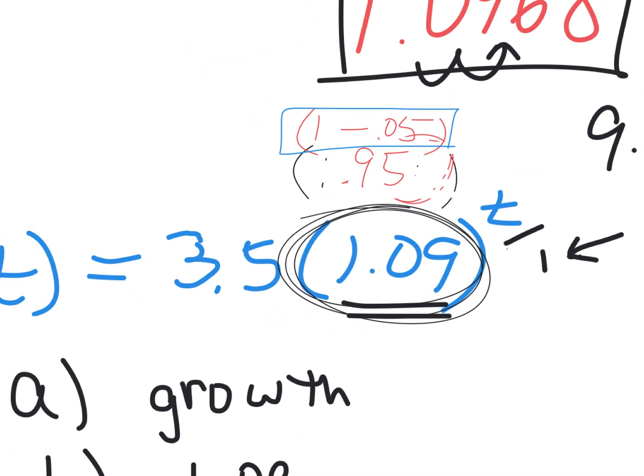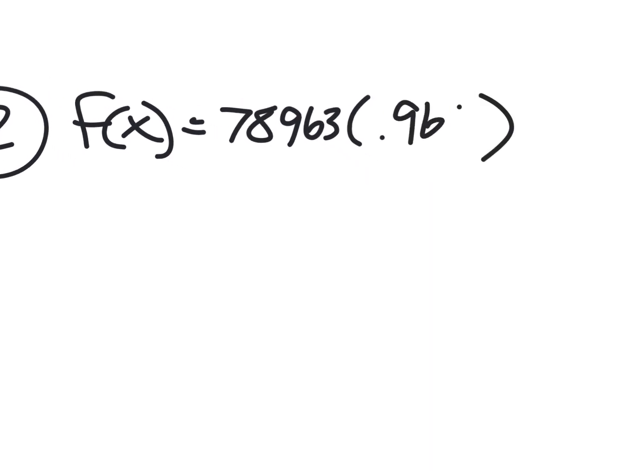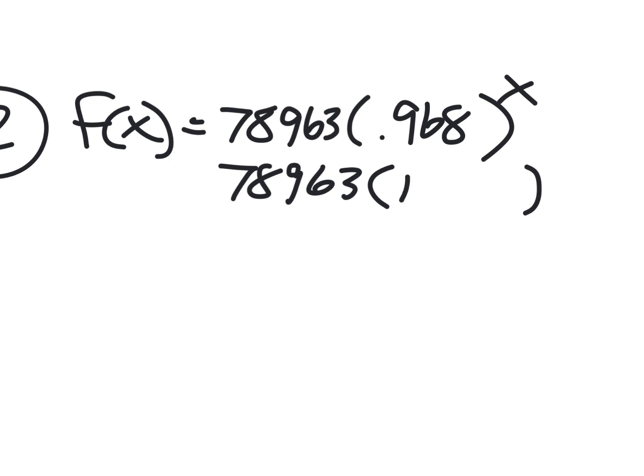In fact, you probably looked ahead at a problem. Can you read us the problem you were looking ahead at? Number 2. Okay, number 2, f of x equals 78,963 times 0.968 to the x. Awesome. So right away in my head, I'm changing this to 1 minus something. So I can go, oh, this is decay. And then by what percent? Whatever goes right here, that would be the percent decay.